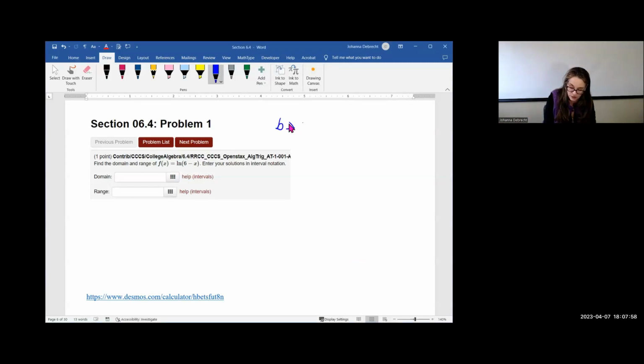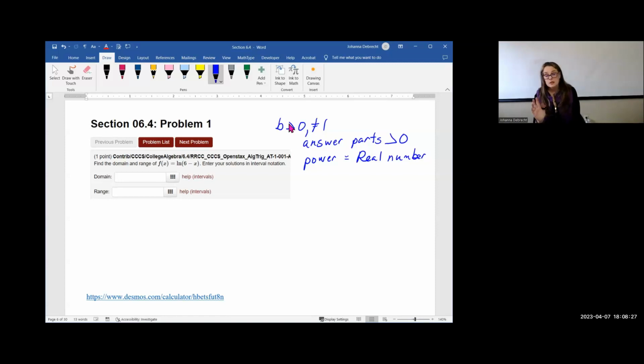B has to be greater than zero and not equal to one. So that's a rule. And the answer part, what's inside the logarithm, has to be strictly greater than zero, all right? It can be one if the power is zero. The power just has to be a real number. Any real number, positive, negative, zero, fractions, decimals, irrational, anything, okay?